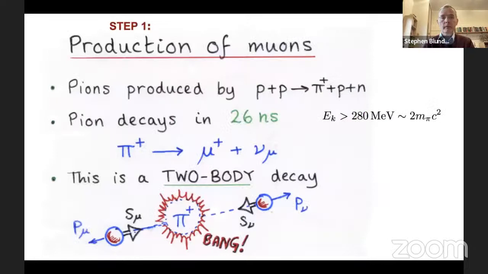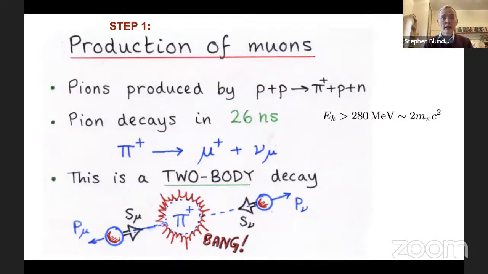So the first thing we do is we have to produce our muons in the first place. And the way this is done is by firing protons into a target containing light elements. And by the first reaction here, we produce pions. And the pion decay is very rapid. It's about 26 nanoseconds. And when the pion decays, it's a two-body decay. The pion decays into a muon and a neutrino. So I'm dealing here with the pi plus, which decays into a mu plus. And because it's a two-body decay, it's very simple to do the relativistic calculation. This is a sort of first-year exercise.